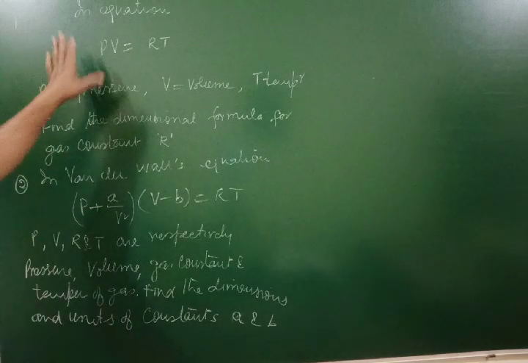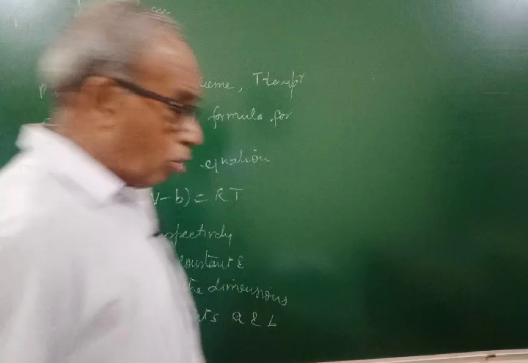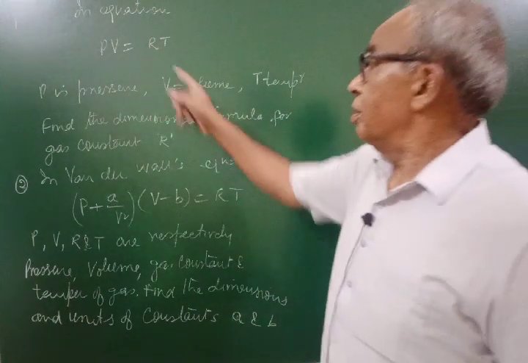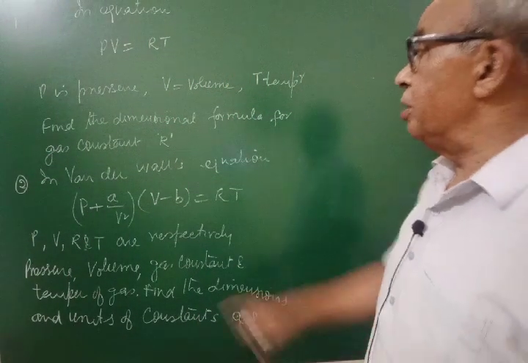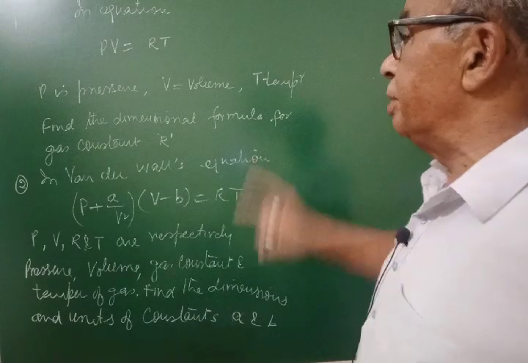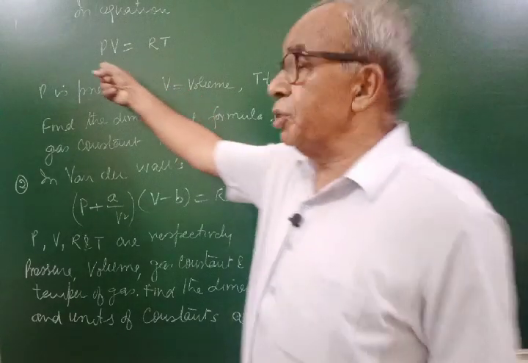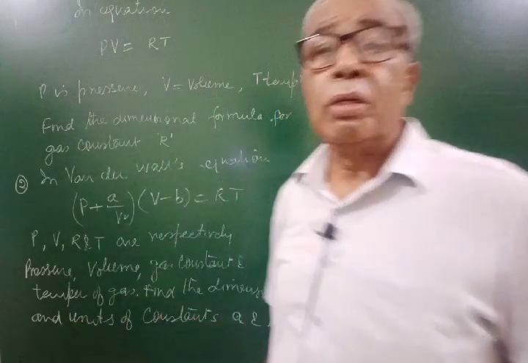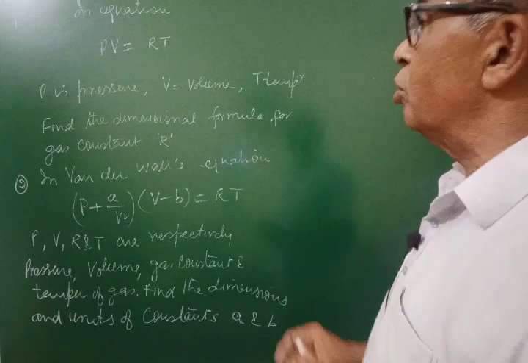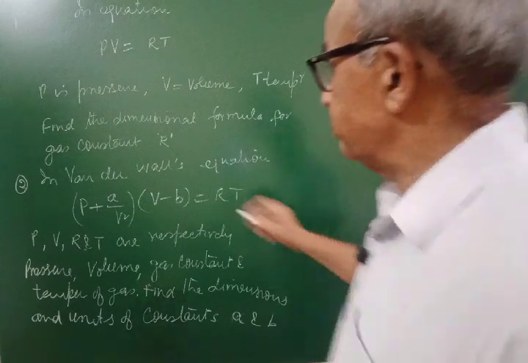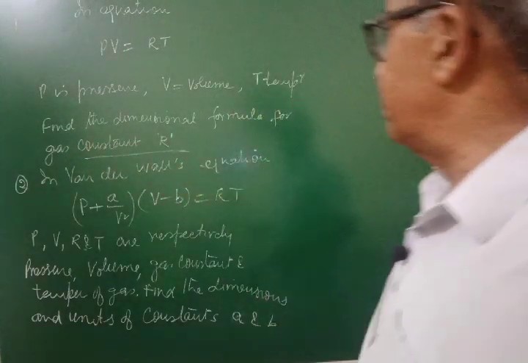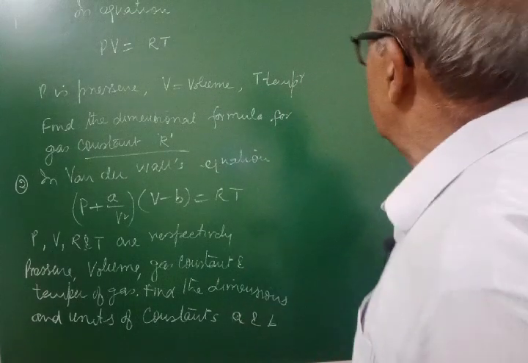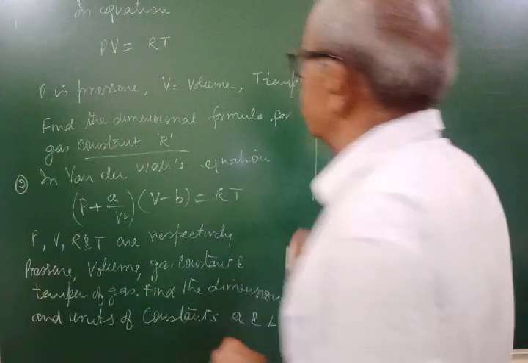First question: in the equation PV equal to RT, P is pressure, V is volume, T is temperature of gas. In fact, this is called the gas equation. So you are asked to find the dimensions of R, the dimension formula for R. So the solution is like that.